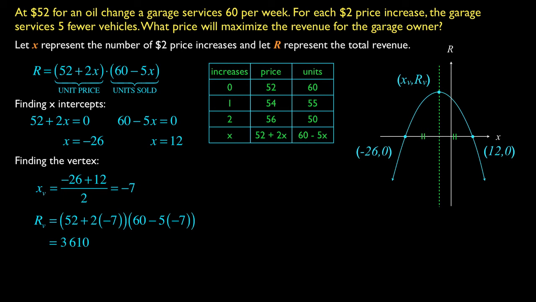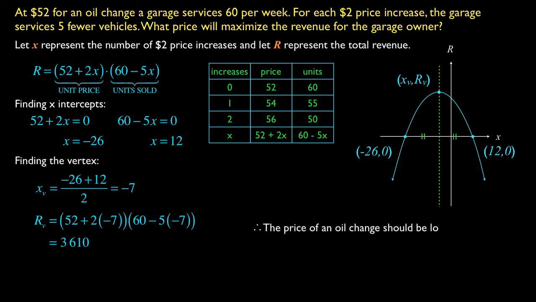What's interesting in this problem, something that we didn't even consider in the opening statement, was that it might make sense not to increase the price charged for an oil change, but to actually decrease it. And we see that at the vertex, we get the highest value for revenue when X is a negative number. In other words, we have price decreases. So we're going to decrease that price 7 times. We're taking it down 7 times, or 7 $2 increments.